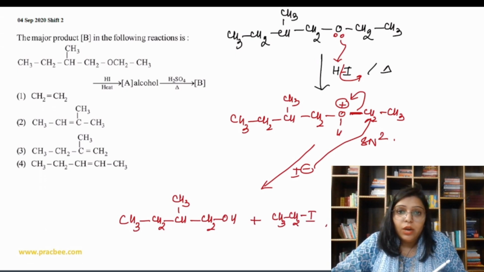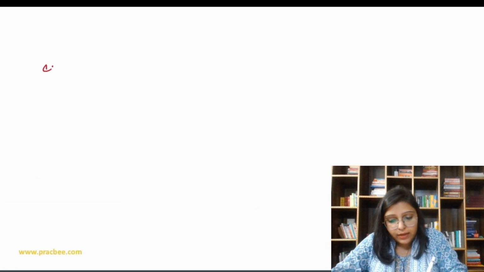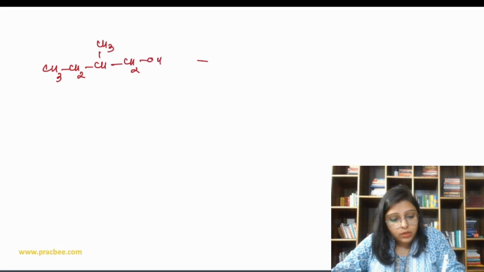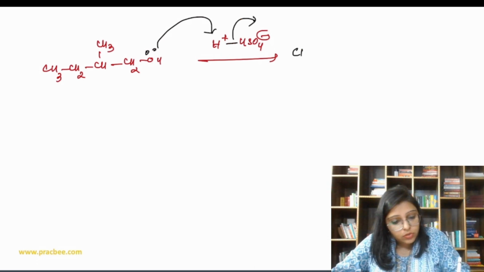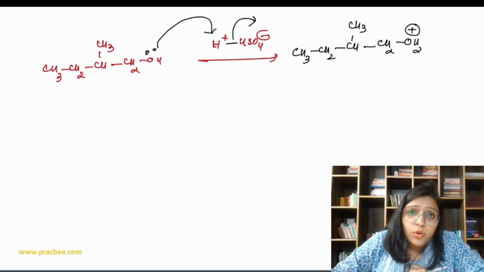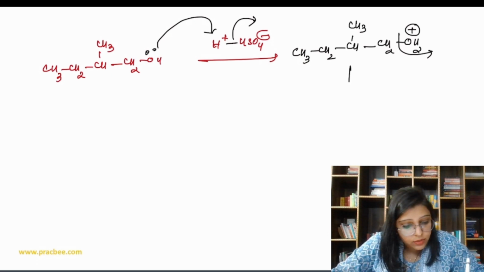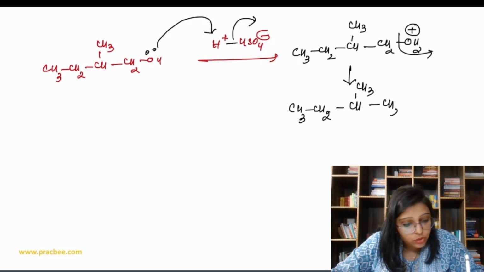CH2I. Now H2SO4 and heat. If I want to do H2SO4 and heat, what to do over here? So we have this CH3, CH2, CH, CH3, then CH2OH, H2SO4 meaning H plus and HSO4 minus. So what we are going to do? Oxygen attacks on this H plus and this leaves. So we get CH3, CH2, CH, CH3, then CH2OH2 positive. Now water leaves. So when water leaves, we get CH3, CH2, CH, CH3, and then this CH2 positive.